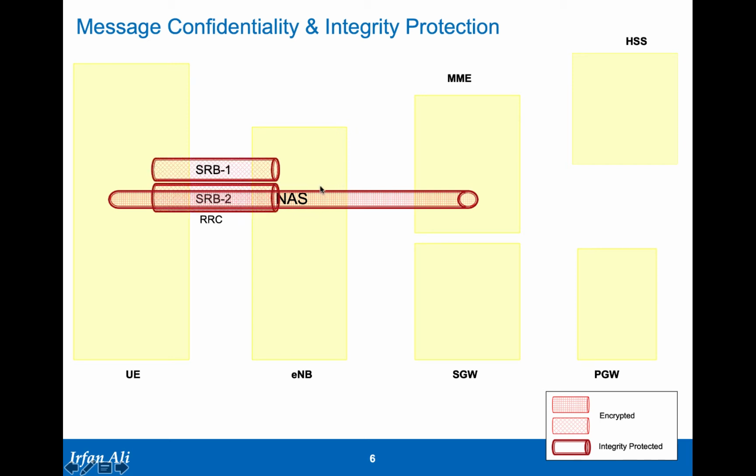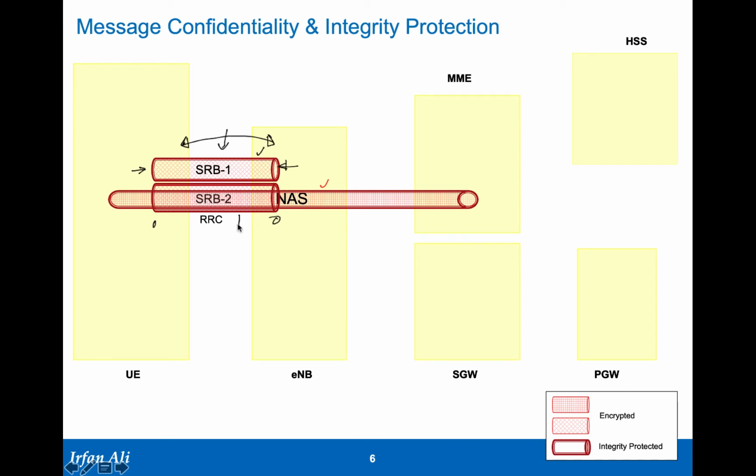Not only are the NAS messages encrypted and integrity protected, so are the RRC messages. So the control plane messages between the mobile and the eNode B are encrypted and integrity protected. There are two main signaling radio bearers being used. SRB1, as we covered in the attached lectures, is used mainly for RRC messages, direct messages between the mobile and the eNode B.